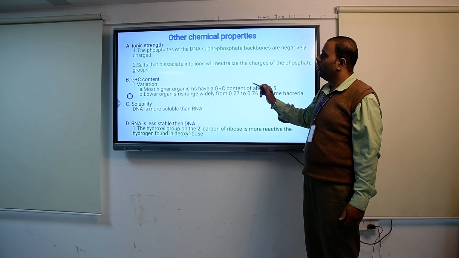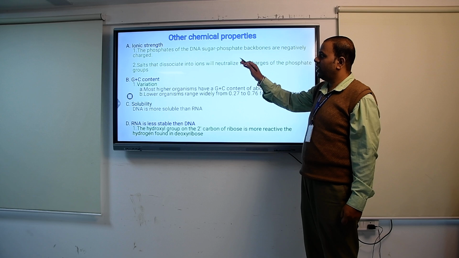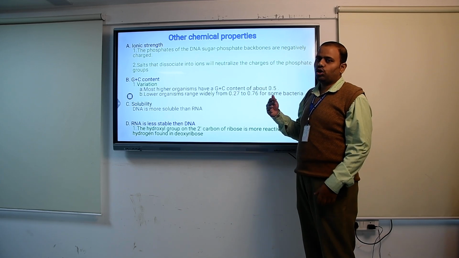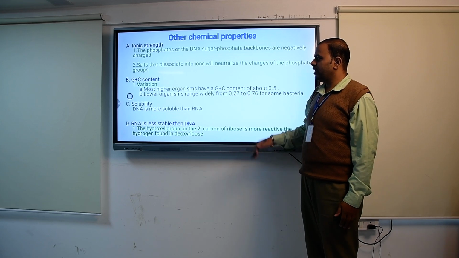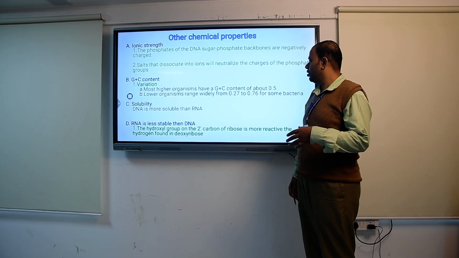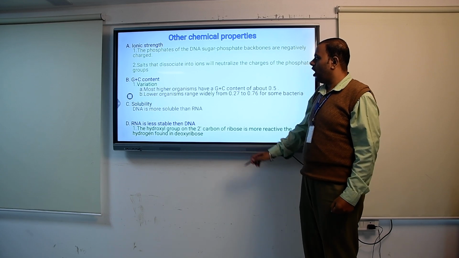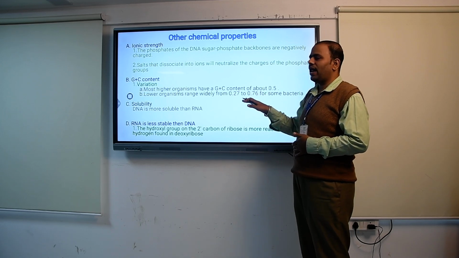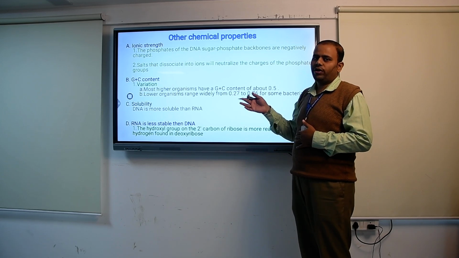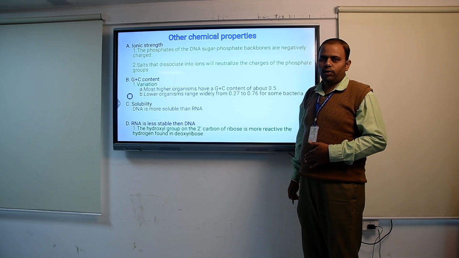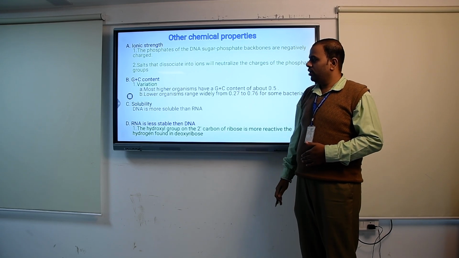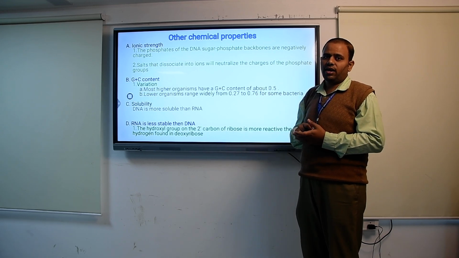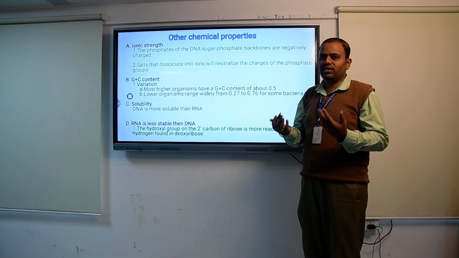Ionic strength. The DNA is negatively charged because of the phosphate group, and it helps in dissolution of the DNA into the solution. The GC content is also very important. It tells you about the complexity of the DNA. Higher organisms have a GC content of 0.5, but lower organisms can have 0.27 to 0.76. Solubility: DNA is more soluble than RNA. RNA is less stable than DNA because RNA, as I showed you in the start, has an extra OH group which makes it more reactive than DNA.